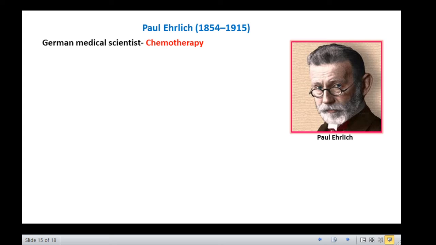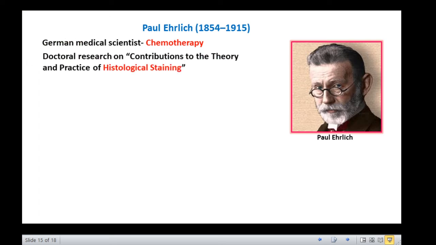He was so obsessed and fascinated with the affinity of stains and dyes for tissues and the underlying chemistry of the reaction that he pursued his doctoral research on contributions to the theory and practice of histological staining. When Koch had announced the discovery of the tubercle bacillus in 1882, Ehrlich lost no time in developing an effective stain to demonstrate the tubercle bacillus and establish its acid fastness. Ehrlich continued to experiment with cellular staining.